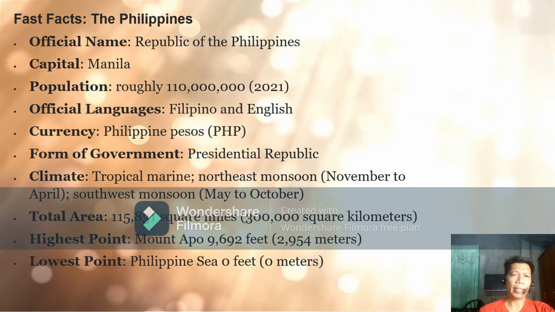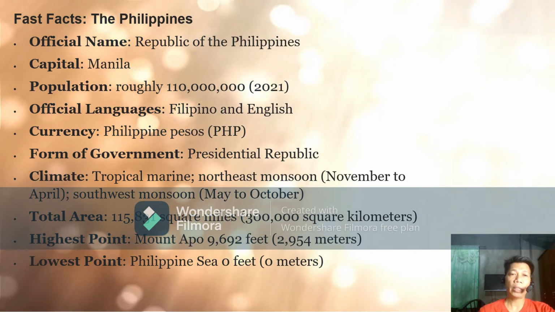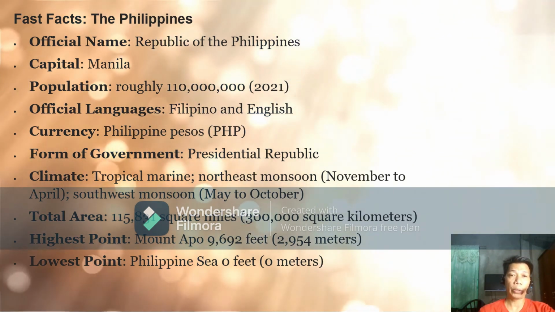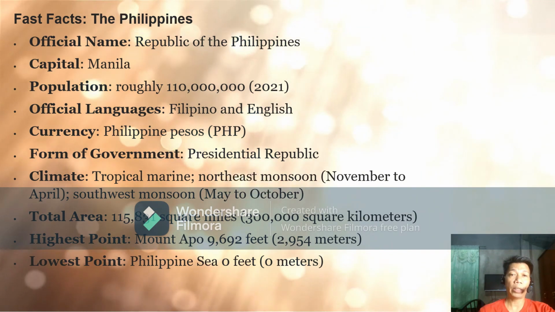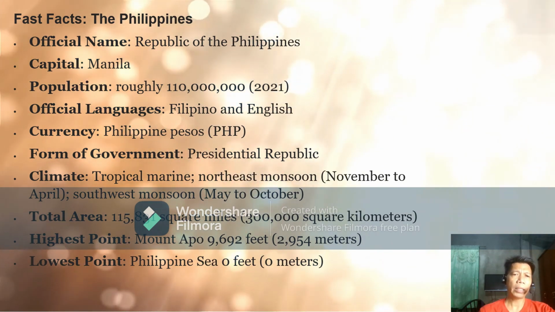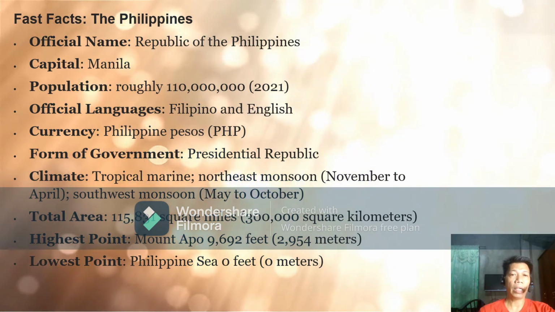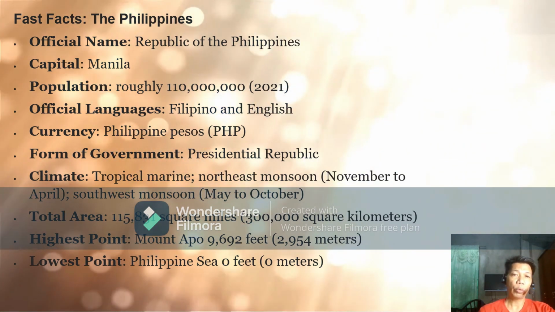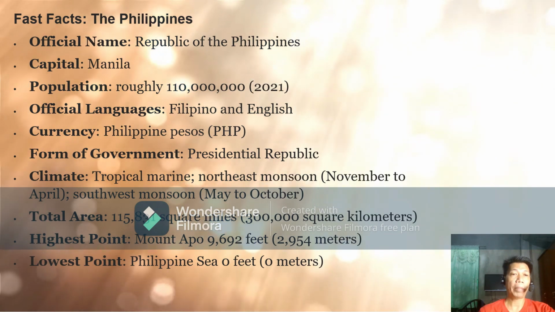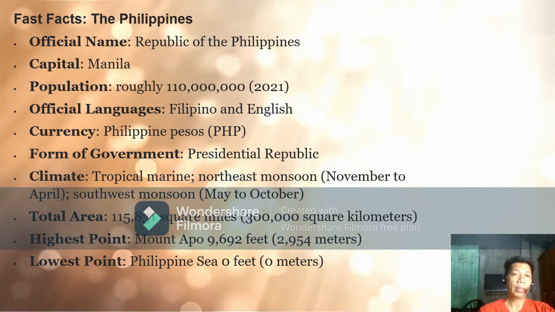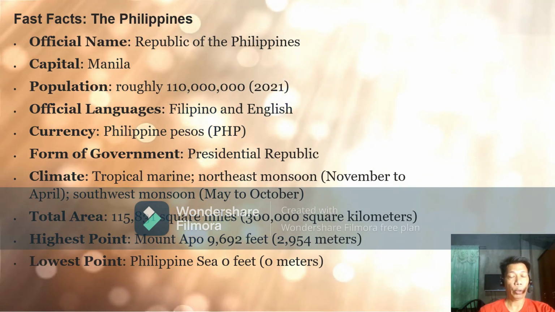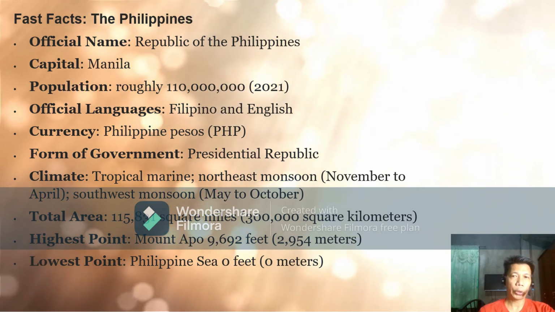Total land area, 115,831 square miles or 300,000 square kilometers. Highest point, Mount Apo, 9,692 feet or 2,954 meters. Lowest point, the Philippine Sea, 0 feet, 0 meters.